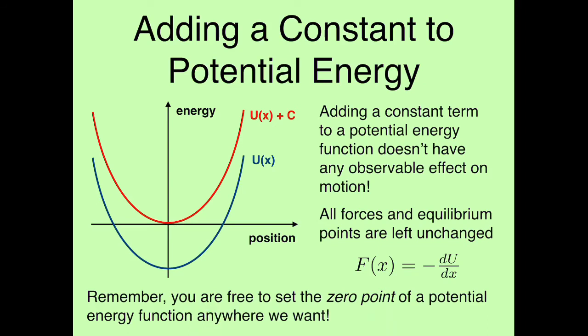So since the force we're describing and all the equilibrium points associated with it are not changing by adding a constant, we say that you're free just to add any constant to potential energy, and it doesn't change the actual motion that you're describing, okay? And another way of saying that is that you're free to set the 0 point for your potential energy anywhere you want, okay? So that's just another way of showing something we saw earlier.